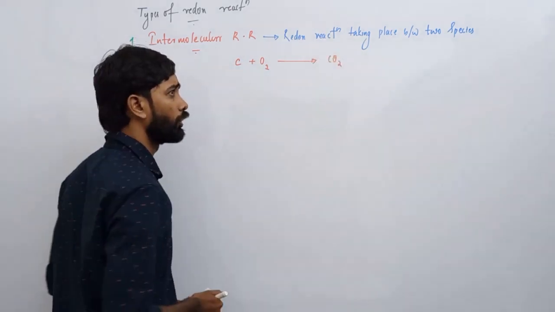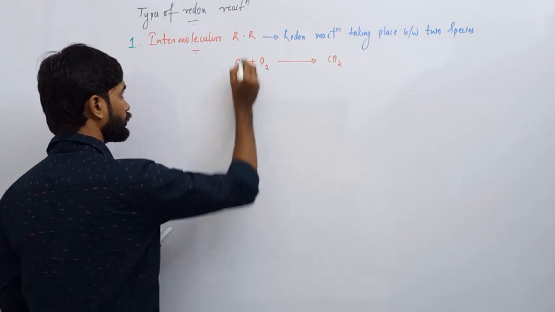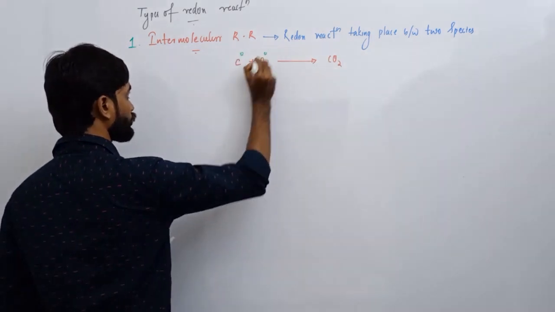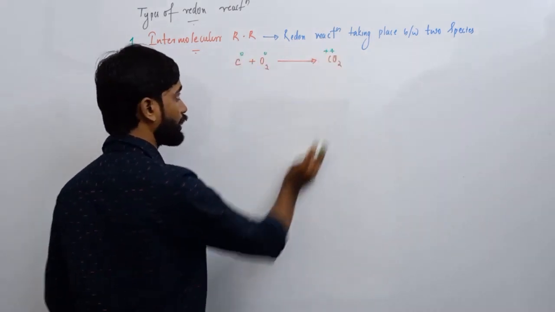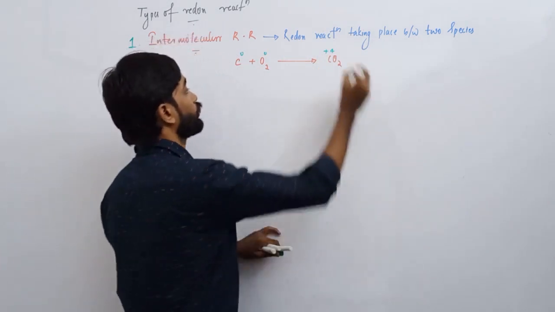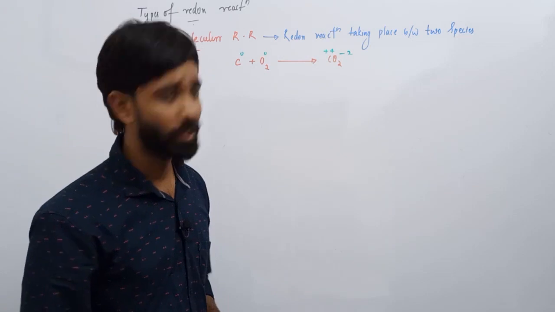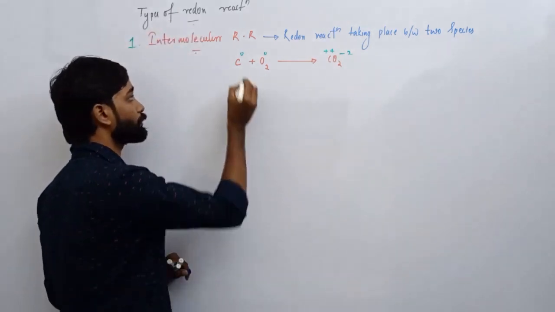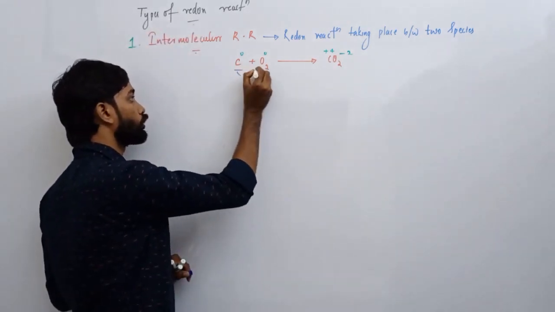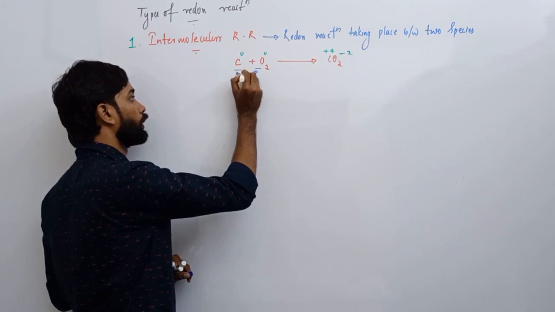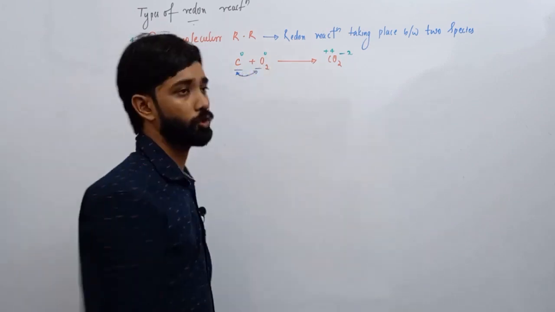Fine. And this is a redox reaction, right? There is no doubt because carbon is in 0 and oxygen is in 0. Now the carbon is in +4, so carbon undergoes oxidation. Now the oxygen which is in -2 undergoes reduction. So this is a redox reaction, and the oxidation and reduction is between two molecules.